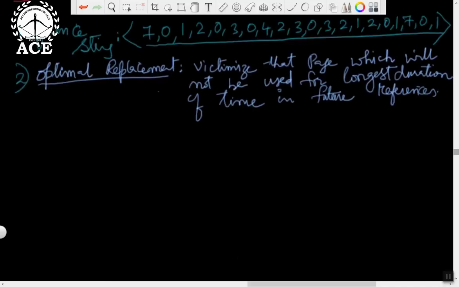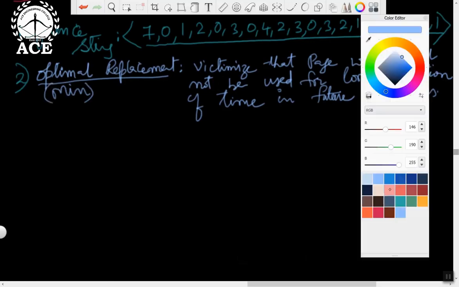All right. So let's continue with next replacement technique, which is called optimal replacement. So I take the same reference string which I took earlier, if you remember, for FIFO. Now I will work out with this. What is optimal replacement? Optimal means it is going to generate the minimum page faults. That's why optimal.